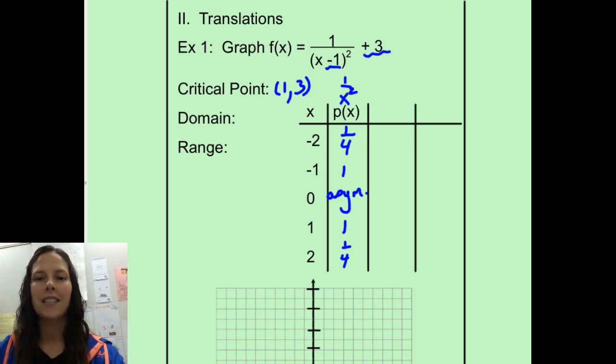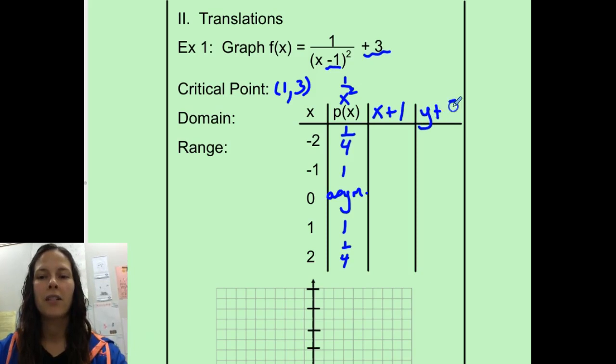In this case, we talked about the transformation being right 1. So we will take all of our x values and add 1 to them, and then we're going up 3. So we will take all of our y values, the parent function values, and add 3. Those are the points that we'll plot to get our new translated function.